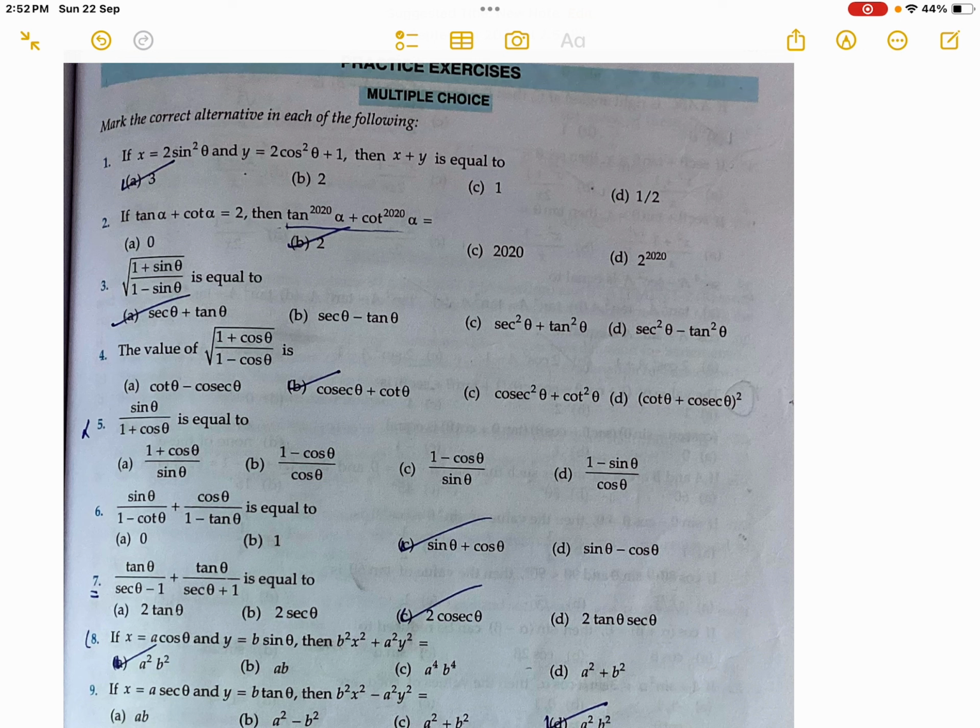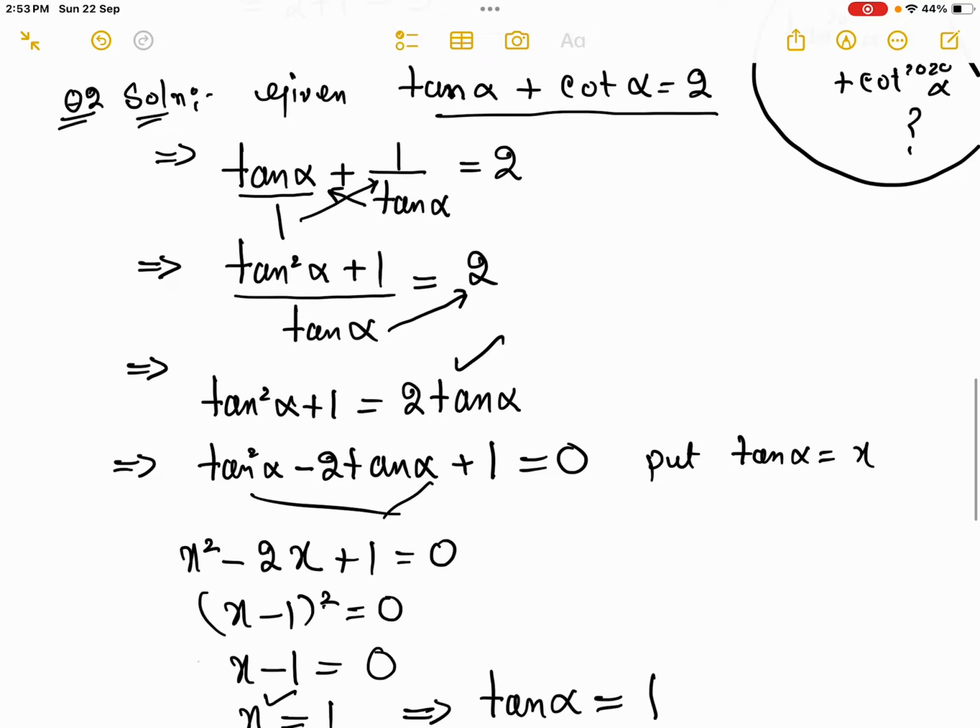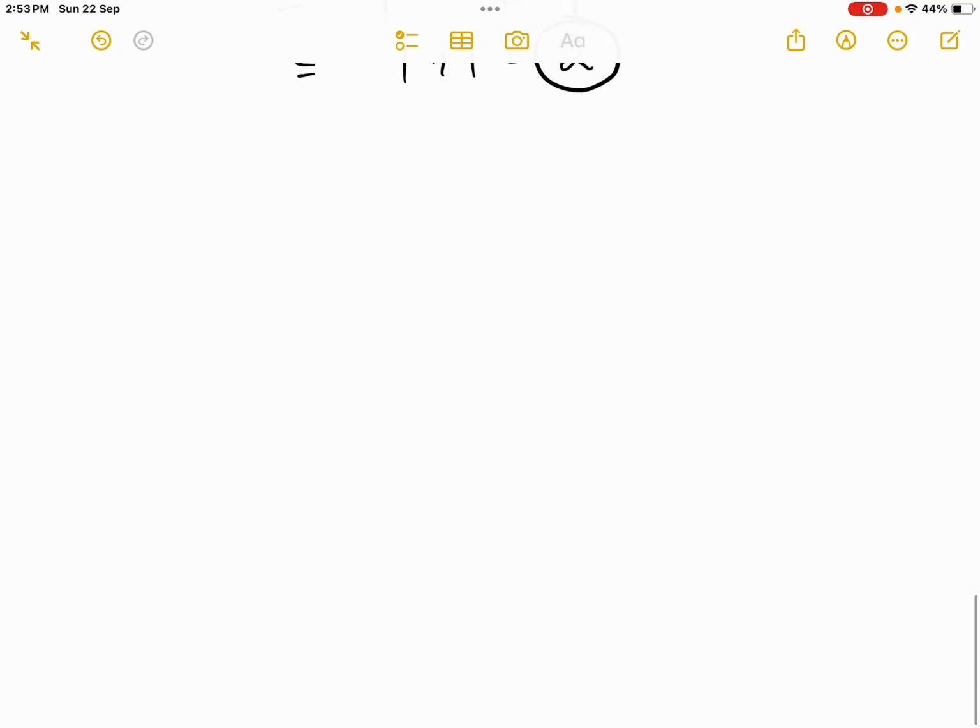The first option is sec theta plus tan theta. Second option is sec theta minus tan theta. Third option is sec square theta plus tan square theta. And the fourth option is sec square theta minus tan square theta. So this is the solution of question number 3.